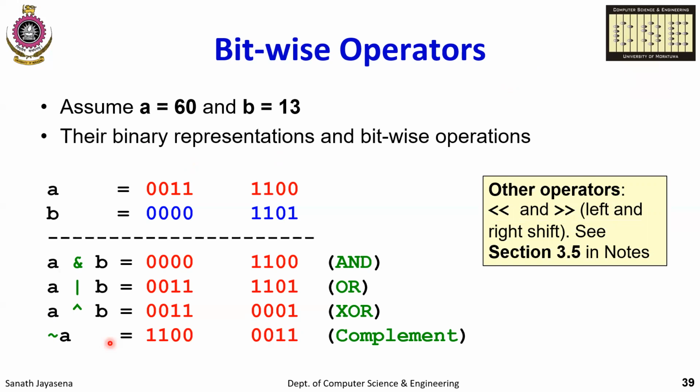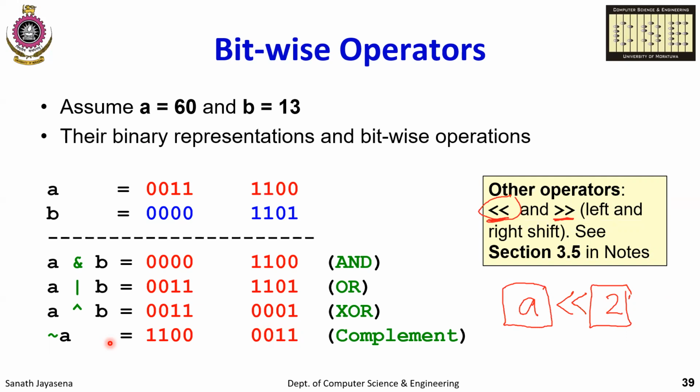Operators like left shift and right shift. So two less than symbols or two greater than symbols together. The first one is left shift. So for example, if you say A left shift by 2, what does this mean? That means take the binary, bitwise representation of A and shift everything to the left by 2 positions. Right? 2 positions.